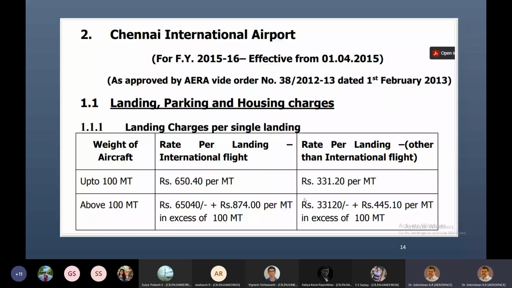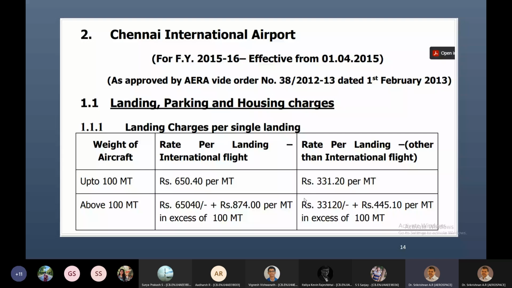International flight. Obviously, for domestic and international flights, the landing and parking charges will vary. So per landing, per international flight, how much an aircraft has to pay, or the airline company has to pay. And the rate per landing for other than international, so all domestic flights, and probably private flights etc., is in that. So international and non-international flights are the two categories.